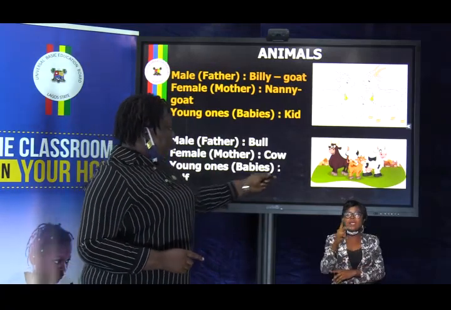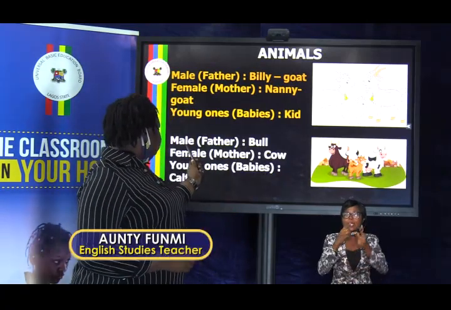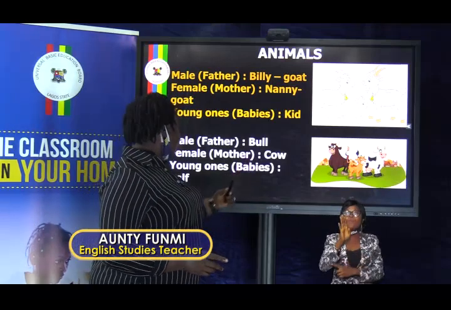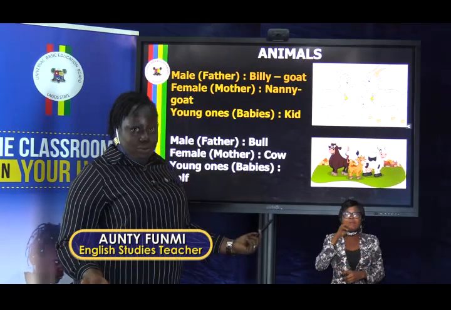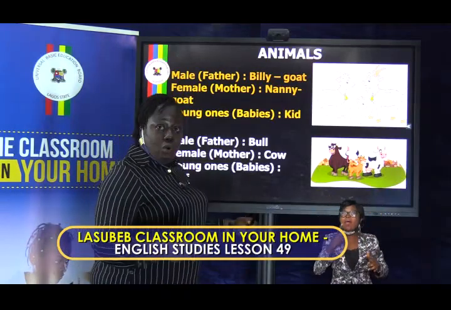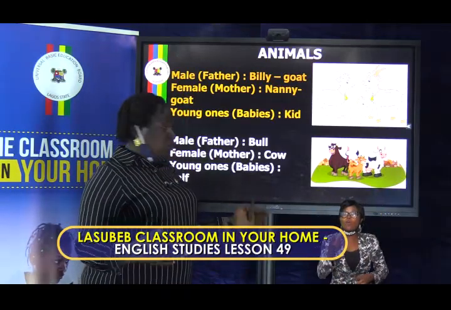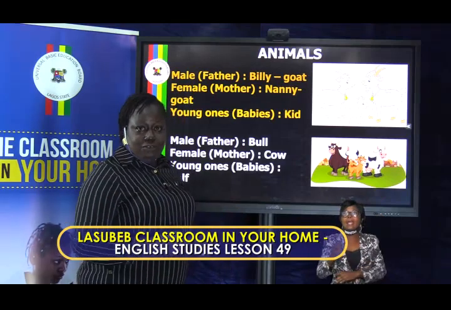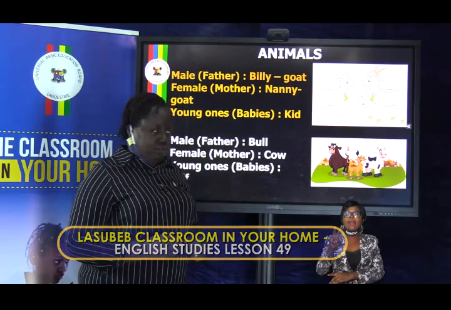So talking about bull, the male, that is the father, is the bull. The female is the cow. Yes, the female is the cow. And the young one of the cow and the bull is called the calf. C-A-L-F, calf, yes.